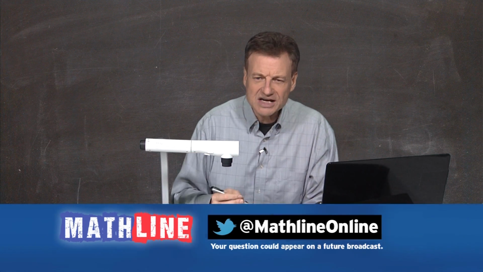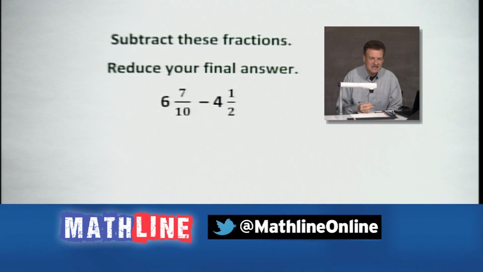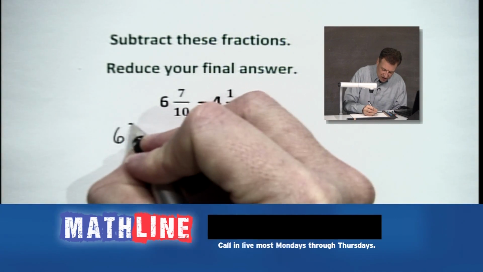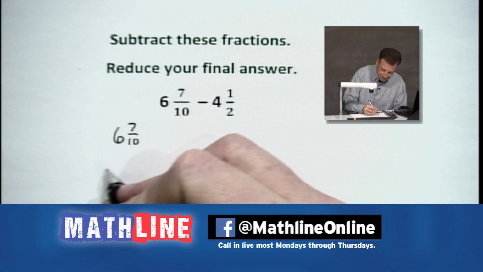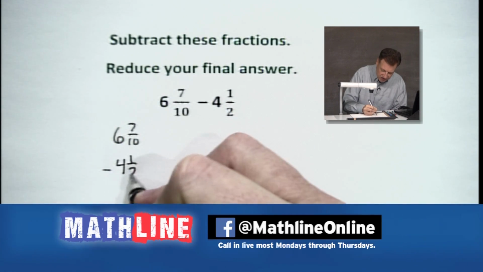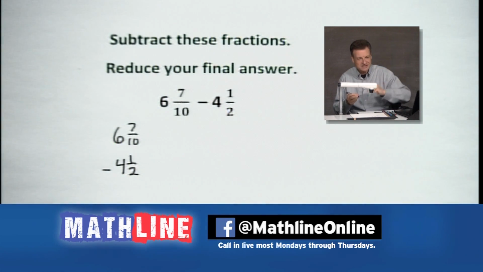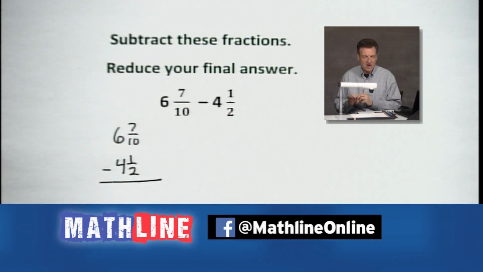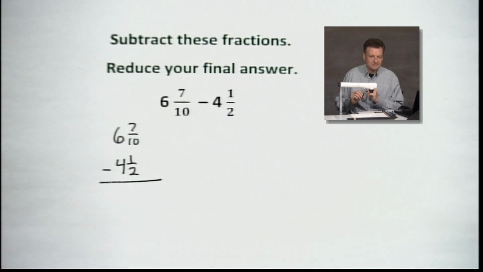All right, let's take a look at our next problem here. 6 7/10 minus 4.5. Again, I'm going to bring them over here and work in a vertical fashion, and I'll come back and do the horizontals just for you guys who are purists and like that. And I do. I hope we can look at those and start getting a horizontal feel also. Now, in this case, what's going on?